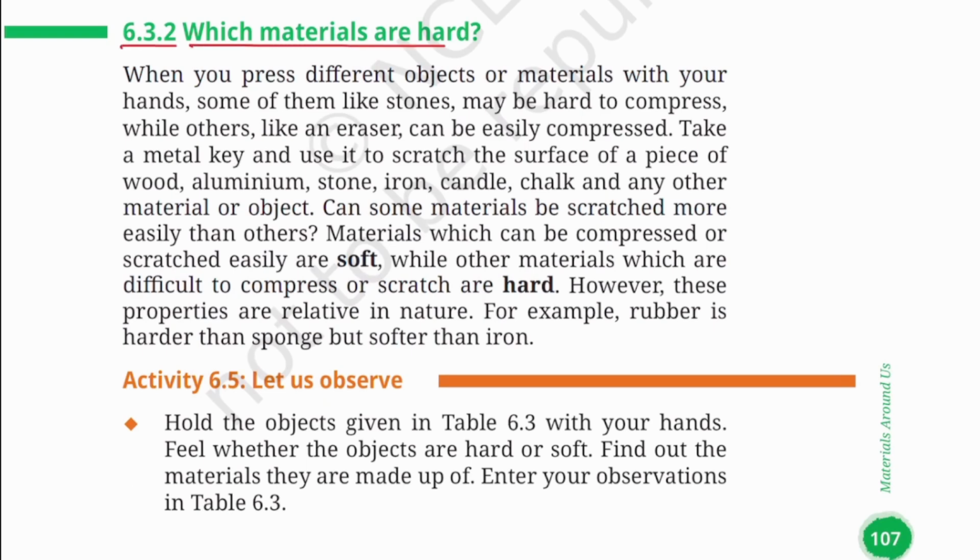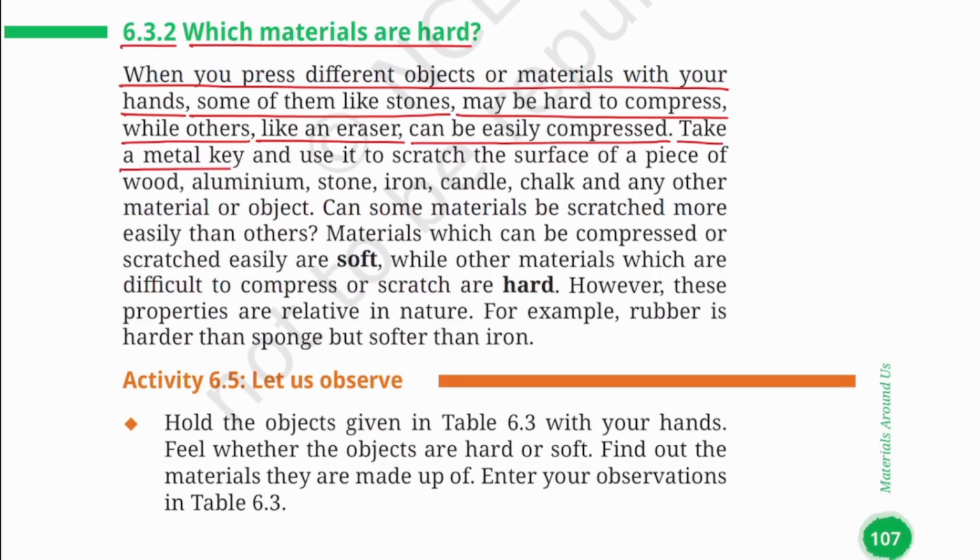6.3.2 Which materials are hard? When you press different objects or materials with your hands, some of them, like stones, may be hard to compress, while others, like an eraser, can be easily compressed. Take a metal key and use it to scratch the surface of a piece of wood, aluminium, stone, iron, candle, chalk, and any other material or object. Can some materials be scratched more easily than others?